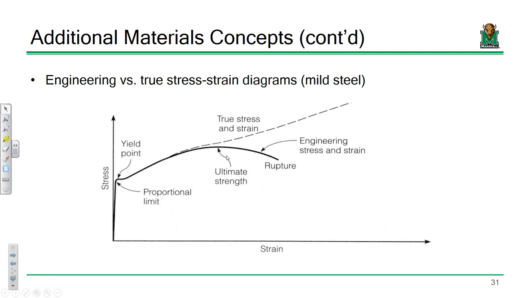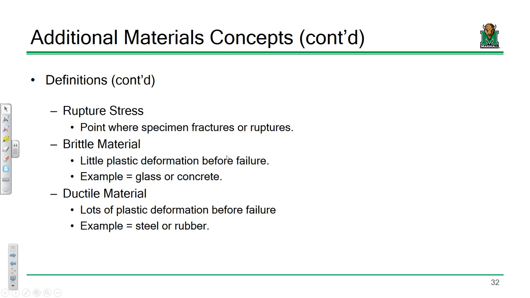The rupture stress is right here. That's when the element physically separates. Remember that video of taking the element and loading it, when it sort of popped? That's the rupture stress, when it actually separates. That gets into a definition. I think I mentioned last time the difference between brittle behavior and ductile behavior. Ductile materials exhibit a lot of plastic deformation before failure.